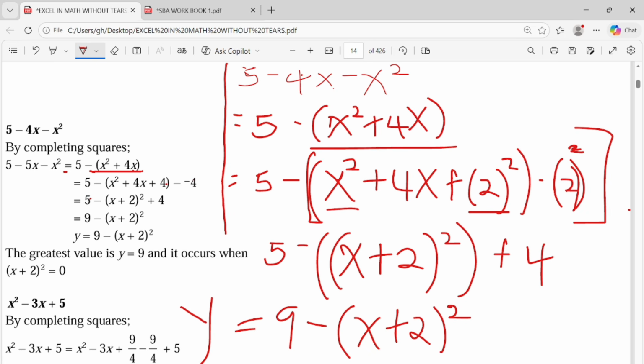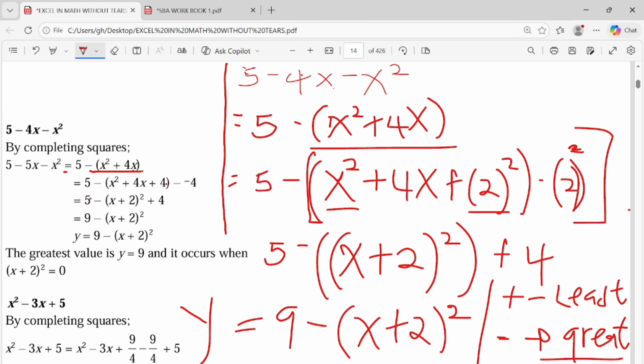So the main point to note here is, if you get this bracket positive, it implies least value. If you get that bracket negative, it implies greatest value. Just as simple as that. There is no logic there. If you get a positive bracket, that's least. If you get a negative bracket after completing squares, that's a greatest value. So you conclude by saying it is greatest value or least value when that square bracket is equal to 0. So that's how we can easily get our maximum and minimum value.